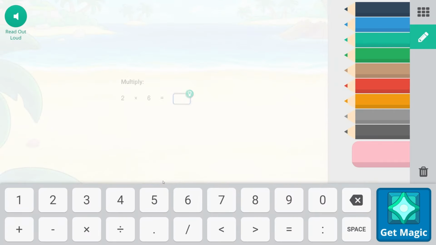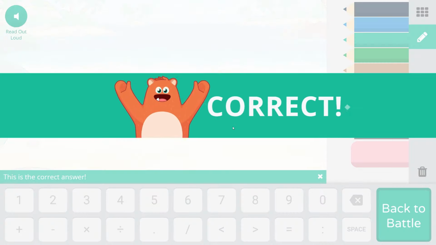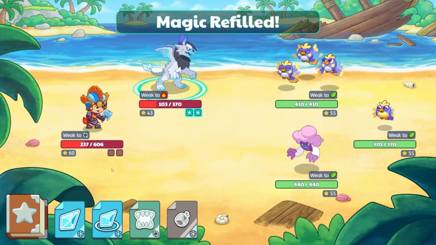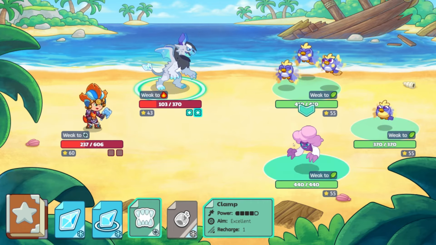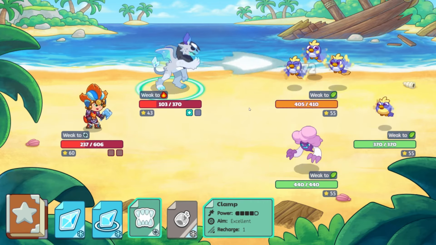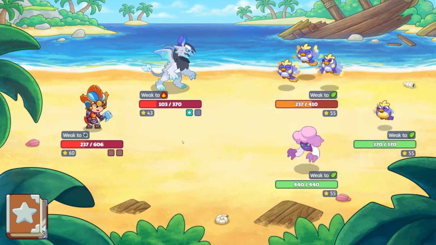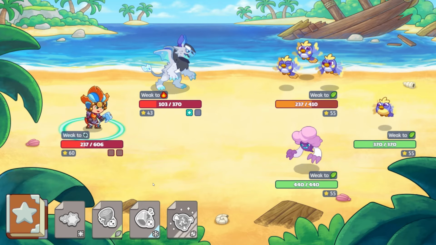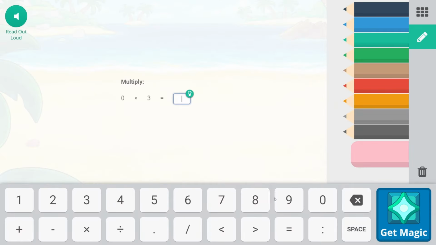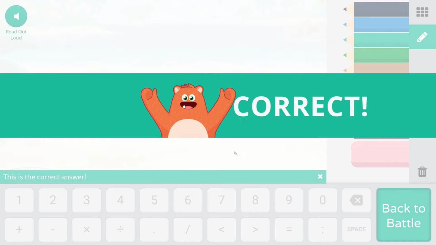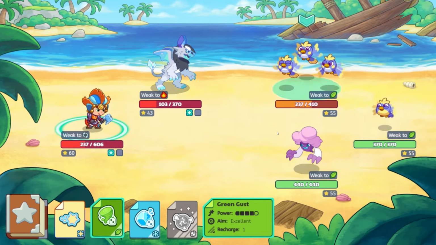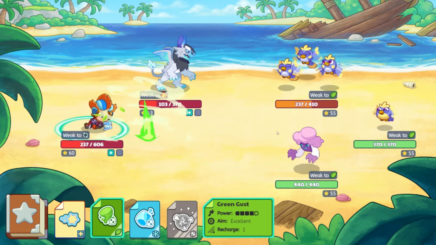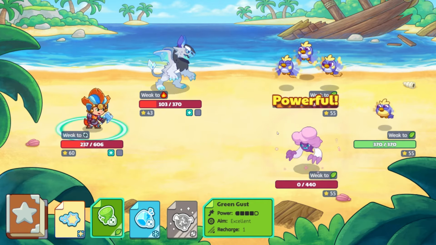So let's go ahead. 2 times 6 is going to be 12. And I'm gonna go for you. And then we should be okay with this one. We are gonna probably need a couple of misses here. A couple of misses or fumbles. Hopefully that takes care of Arbite. It does. Awesome.